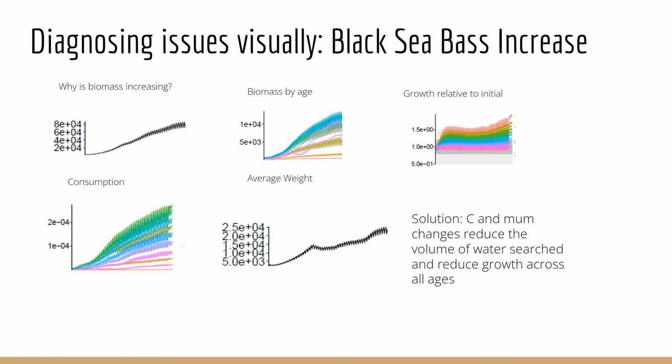So while the solution doesn't at first sight look too different from the initial biomass, if you look at the Y scale, it's greatly condensed, and hence the trajectory is actually a lot flatter than it was before. And even the last few years of this time series looks like it might be flattening out. To get to this point, again, it was a clearance rate reduction to reduce the volume of water that this species searches. And then we fine-tuned the growth, the mum parameter, across all ages. This seemed to fix this problem.